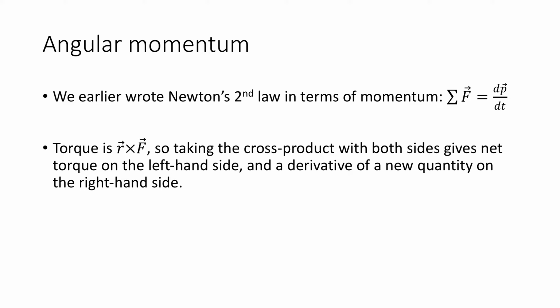with the position vector of both sides of this equation, we get a net torque on the left-hand side and a derivative of a new quantity on the right-hand side. This new quantity we will call L, or the angular momentum. So we can write the net torque is equal to the time derivative of the angular momentum, where the angular momentum is given by the position vector crossed with the linear momentum.